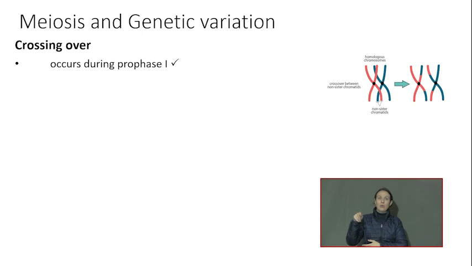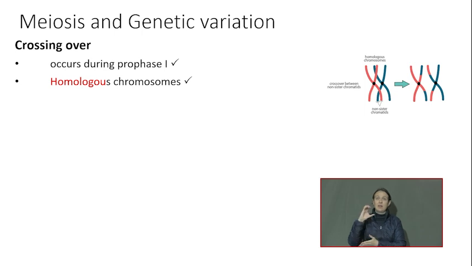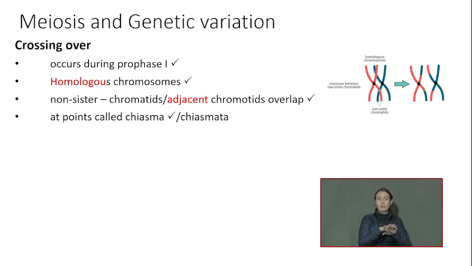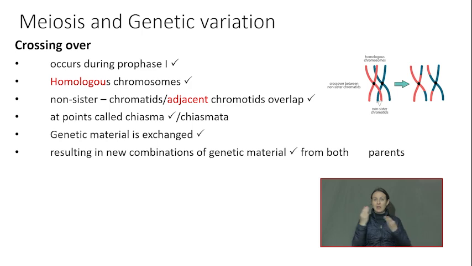You must hold on to this point. It occurs during prophase 1. It's a mark. Chromosomes are arranged as homologous. Then non-sister chromatids, not just chromatids. It must be non-sister chromatids overlap, or you can say adjacent chromatids overlap at the point called what? The chiasma or the chiasmata. And then they exchange genetic material, resulting in a new combination of genetic material from both parents.